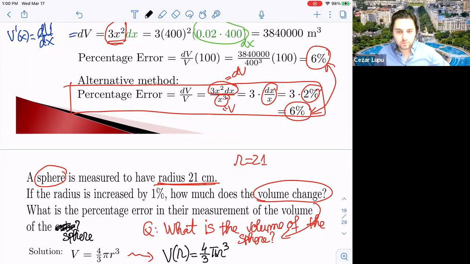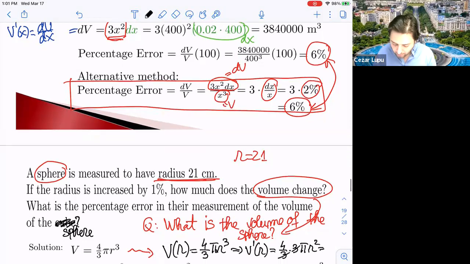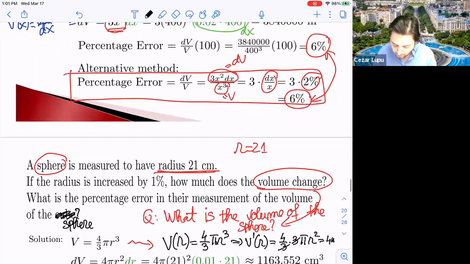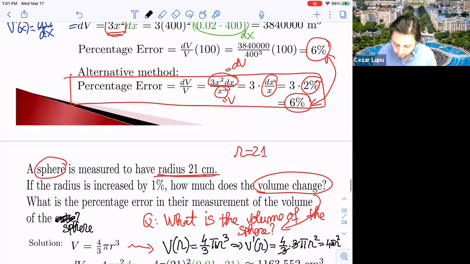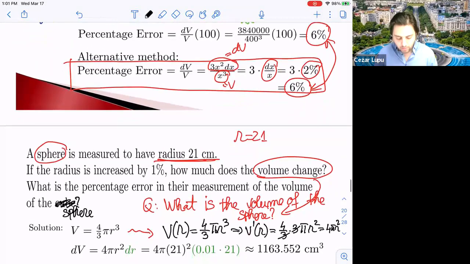All right, great. Since we want to know how the volume will change, let me take the derivative. So V prime of r will be 4/3 times 3 pi r squared, where the 3 will go away. And this will be 4 pi r squared. So now we can write this as dV is 4 pi r squared times dr. We can write this in terms of the differential.